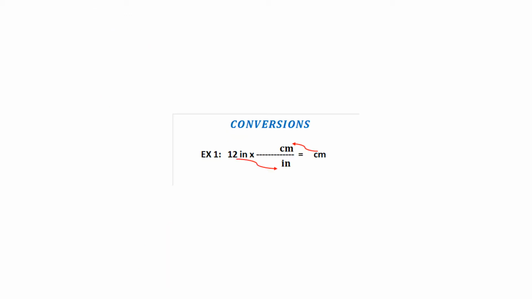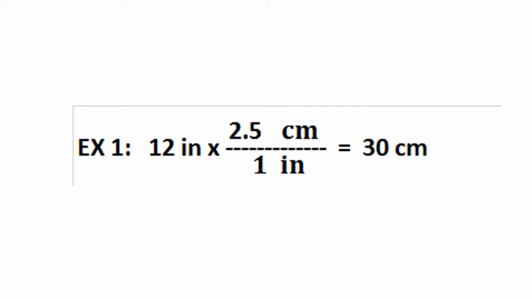Now, in our first example, we're going to convert 12 inches into centimeters. You do 12 inches times a fraction. Wherever you're going, centimeters goes on top. Whatever you start from goes on the bottom. So to complete this conversion, we've got to put how many centimeters make how many inches. Here we see the numbers put in. You've got to make the top equal to the bottom. 2.5 centimeters equals 1 inch.